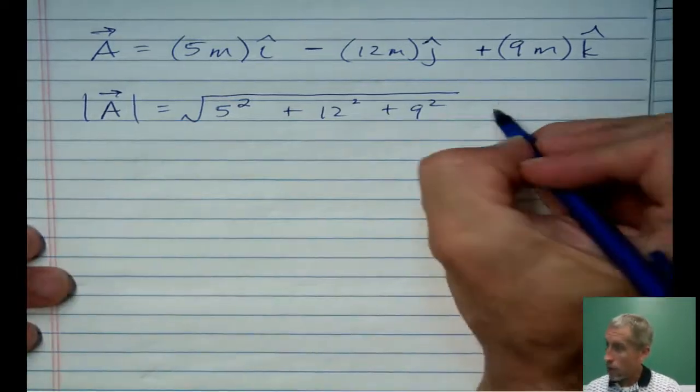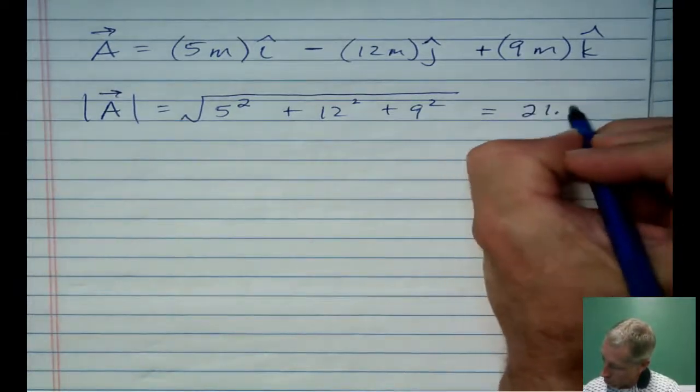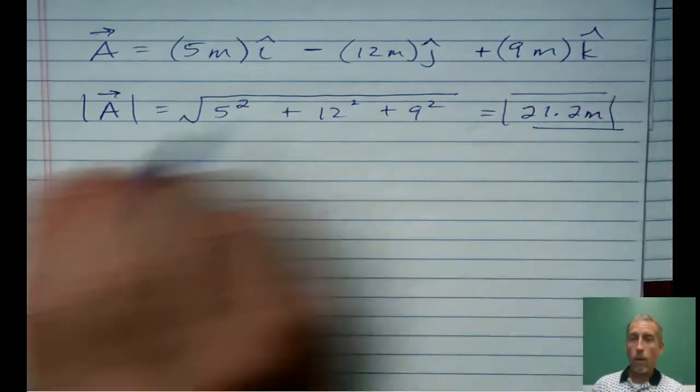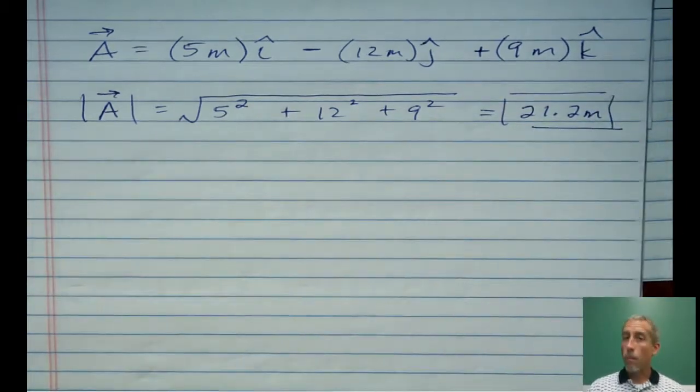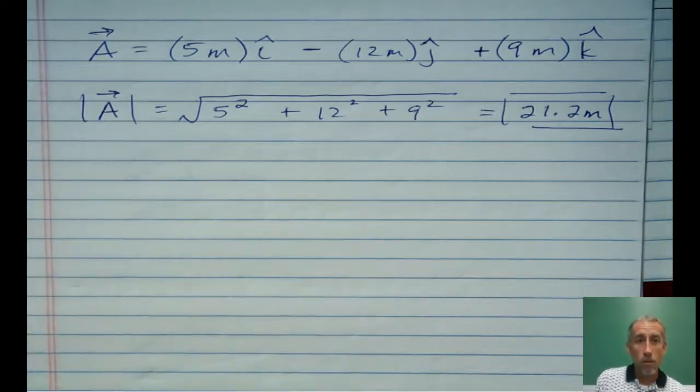And then let your calculator do the rest of that. This comes out to be 21.2. Put my units back on. That would be in meters. So magnitude of a 3-dimensional vector, piece of cake. You do it just like the Pythagorean theorem.